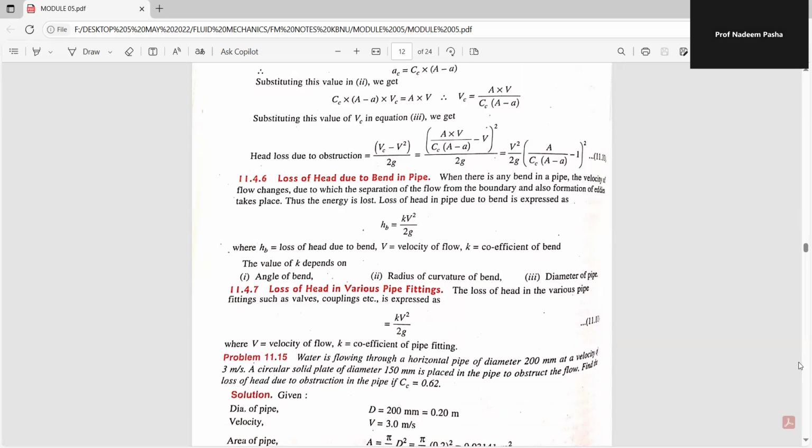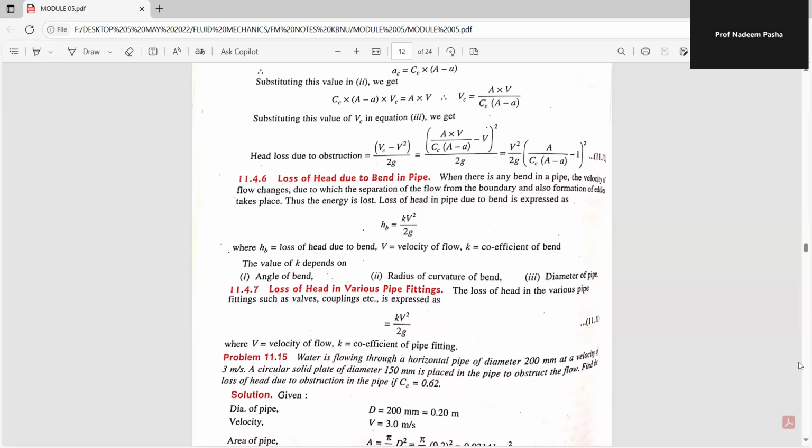Now we will solve a problem on this. Water is flowing through a horizontal pipe of diameter 200 mm at a velocity of 3 meter per second. So what is happening? Water is flowing through a horizontal pipe, whose diameter is 200 mm, and the velocity of flow of water is 3 meter per second.